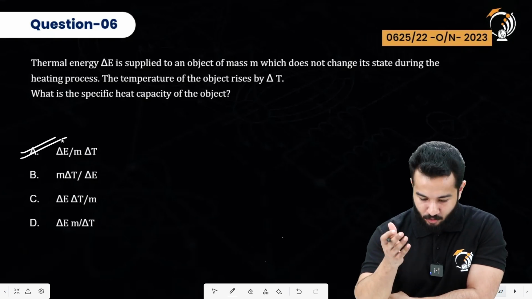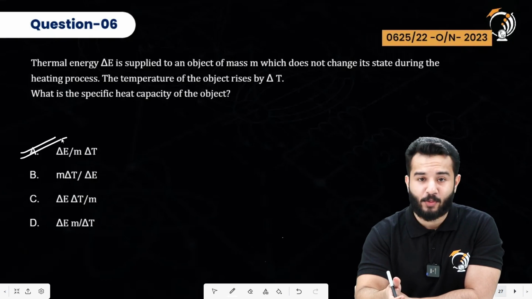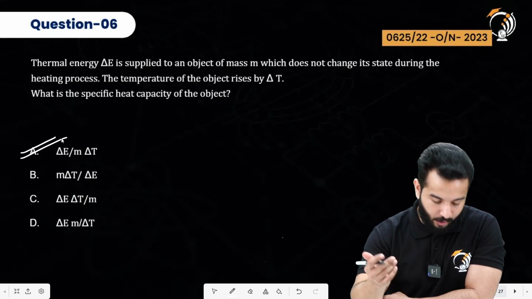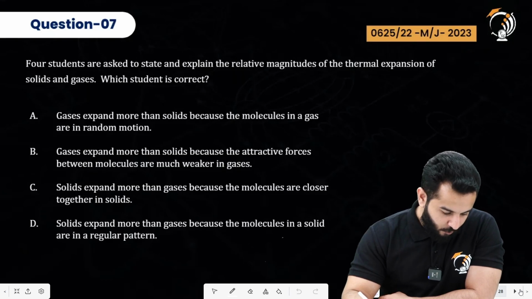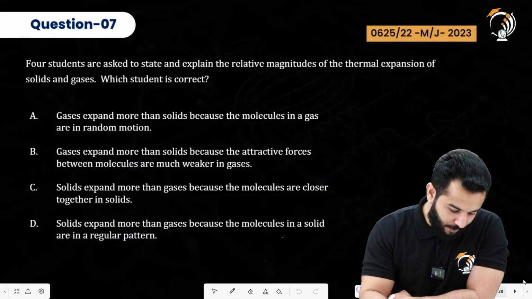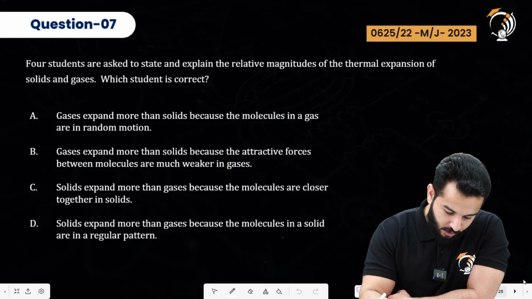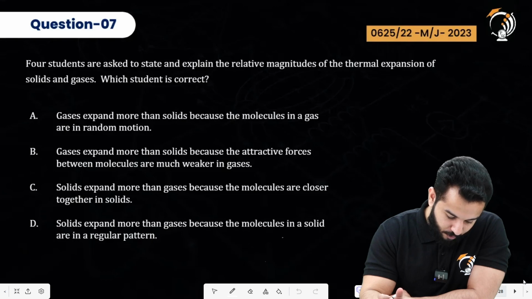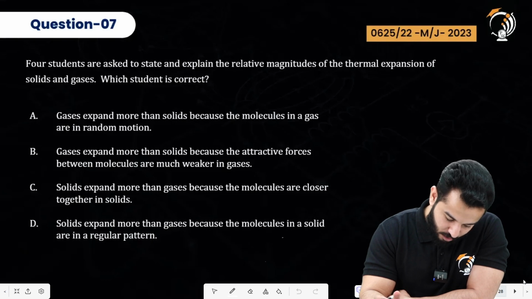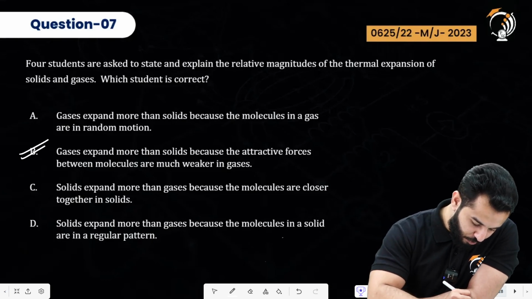Option A, right? So this actually came in the 2023 paper of the October-November series. Four students are asked to state and explain the relative magnitudes of thermal expansion of solids and gases. Gases expand more than solids because the molecules in gas are in random motion. The first part is true. Gases expand more than solids because the attractive forces between molecules are much weaker in gases. Well, that is absolutely true. Solids do not expand more. The correct option is option B.